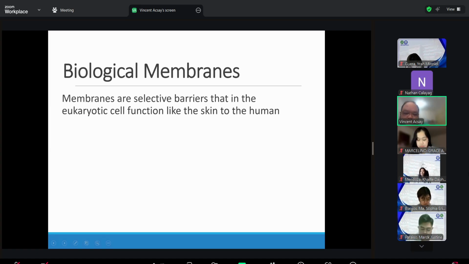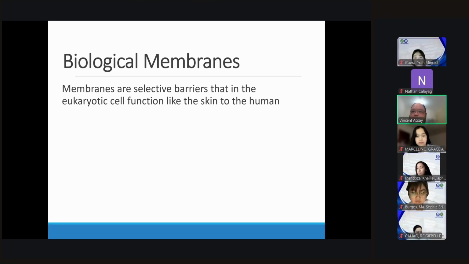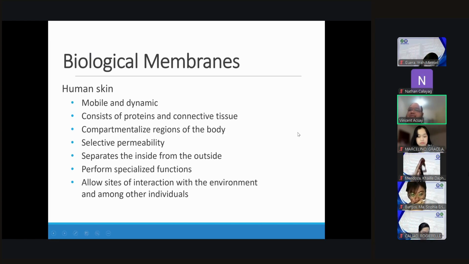The best way I want to start is I want you to think of it as akin to the skin of a human. So what is human skin for us? It is a mobile and dynamic organ that consists of proteins and connective tissue. The skin and the external parts of the body help compartmentalize the regions of the body: epidermis, dermis, connective tissue, and below.